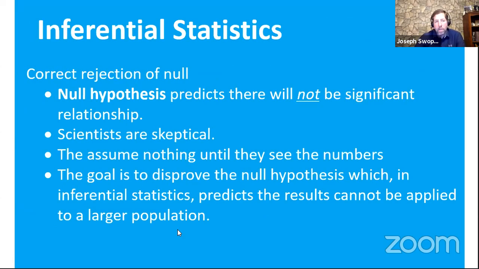Let's talk about this null hypothesis thing, and perhaps you've heard of it, and it does sometimes confuse students and even some teachers. Okay, so the null hypothesis, ready? Let's read it carefully: it predicts that there will not be a significant relationship. So the null predicts that nothing significant will happen in your experiment, or that you cannot apply your results from the small group in your inferential statistics to your large group.